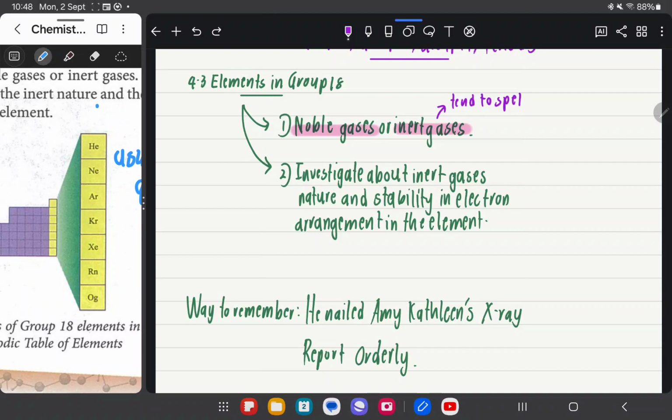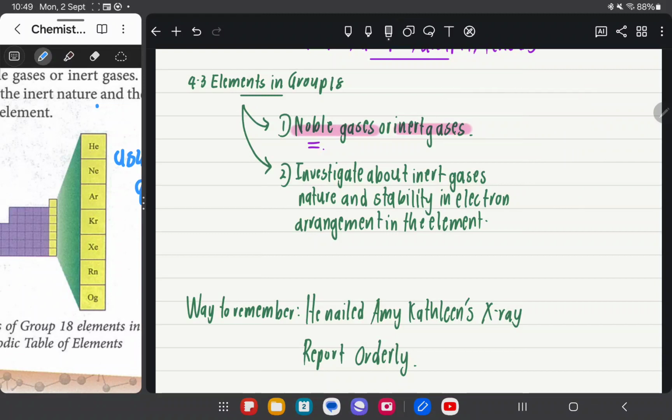What people spell wrongly is this noble gas. NOBLE is the correct spelling, but NOBEL is what we often get. So we don't want this one. If you are not confident with noble gas, write inert gas. Inert gas is very simple, INERT. Inert, that's all for inert gas. So you should remember either one.